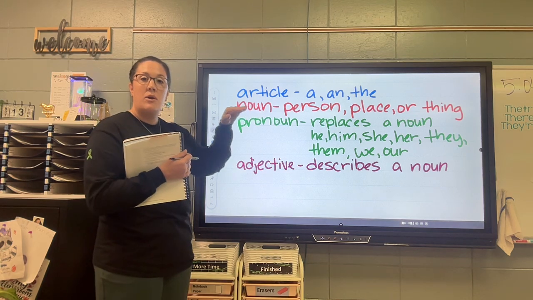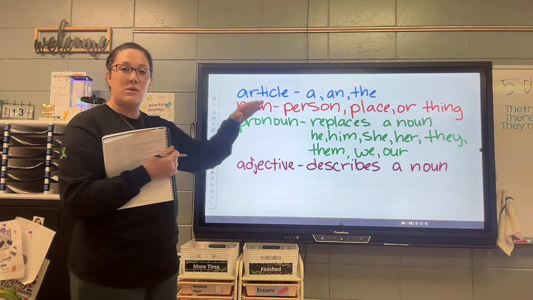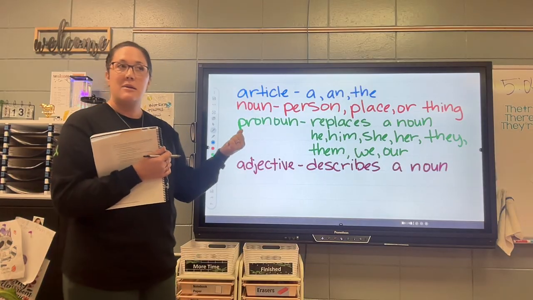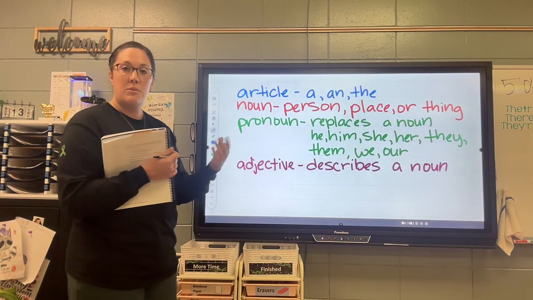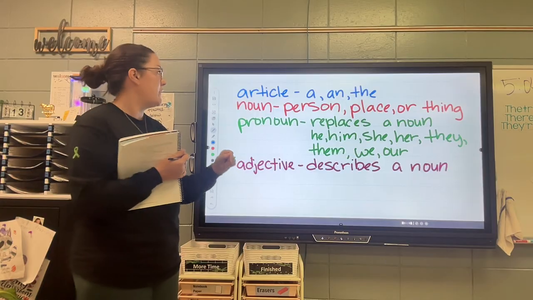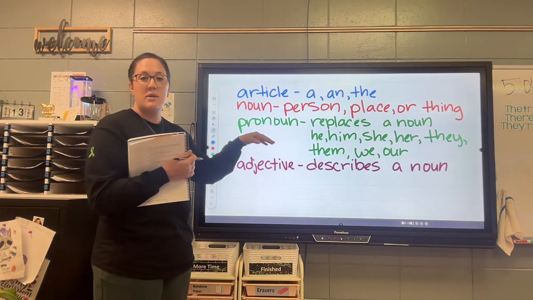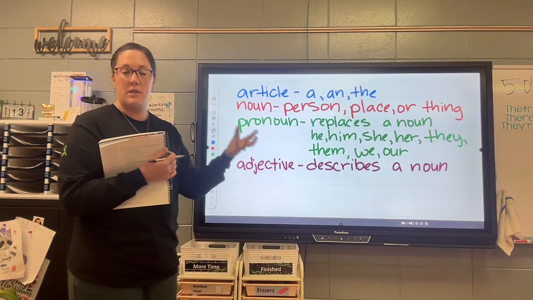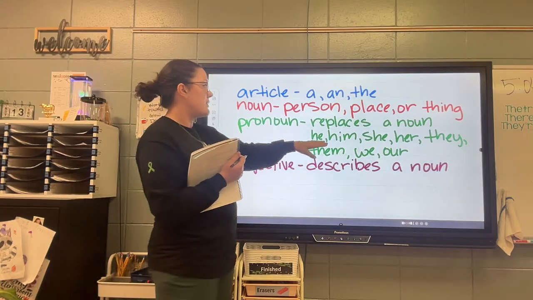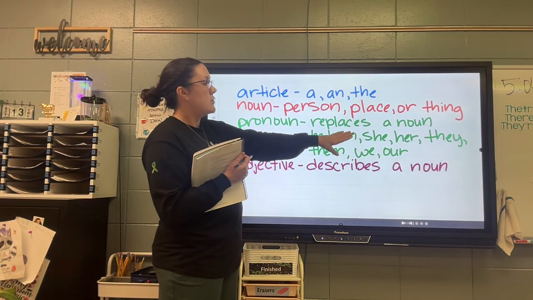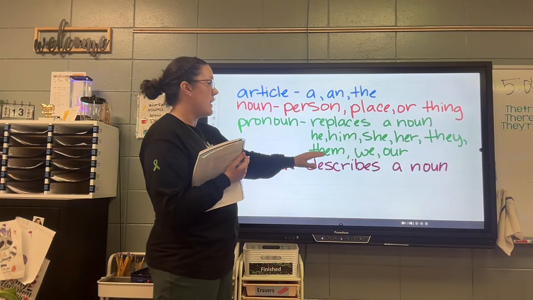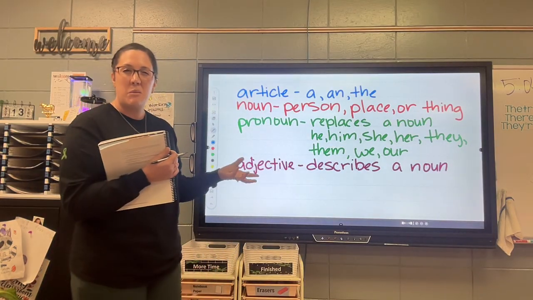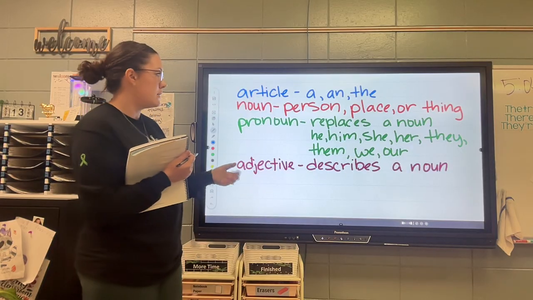Nouns are a person, place, or thing. So it could be mom, desk, a sled, things like that. They're people, places, and things. Pronouns are words that replace a noun. It just prevents us from having to repeat a noun all the time. So we use words like he and him, she and her, they and them, we, our. There's lots of other ones, but those are some of the really common ones that we see a lot, okay?